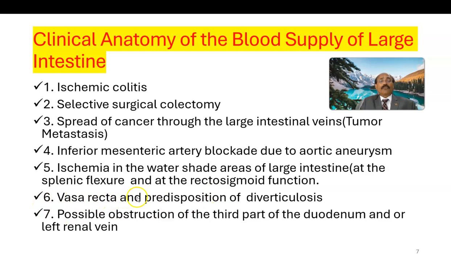Vasa recta, as I mentioned, these are straight blood vessels going to the wall of the large intestine, and that area is a weak area. Through this weakness, there may be extension of the mucosa and submucosa. We call it diverticulosis. Very common as age advances, and particularly common in the sigmoid colon. Possible obstruction of the third part of the duodenum and left renal vein.